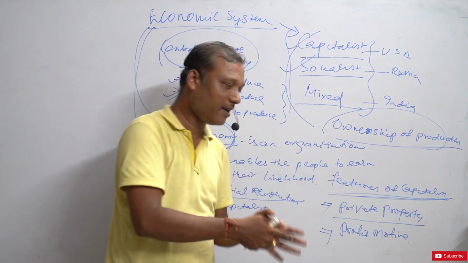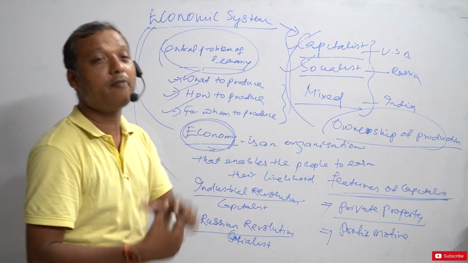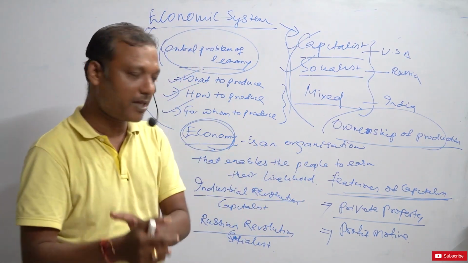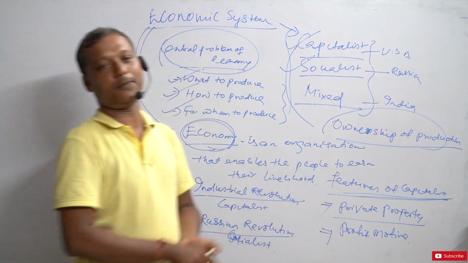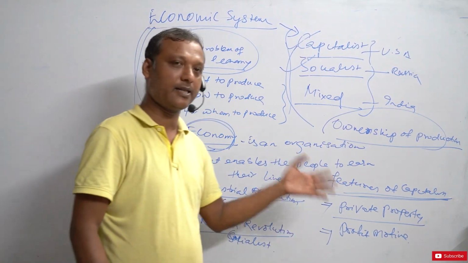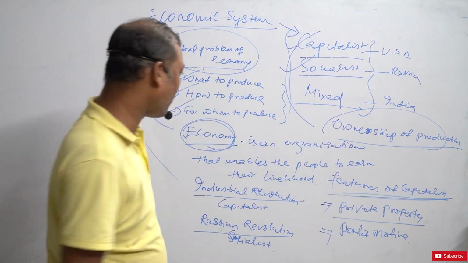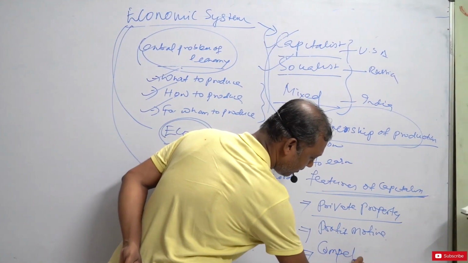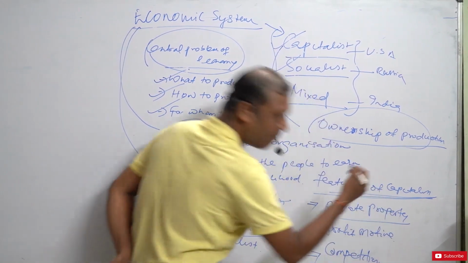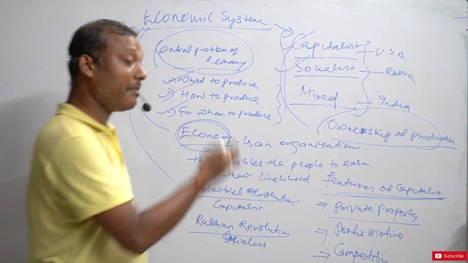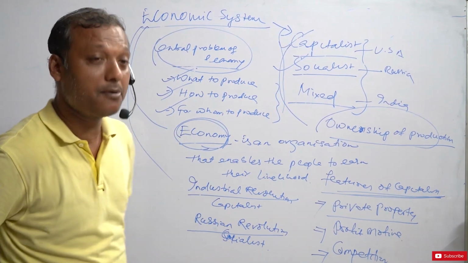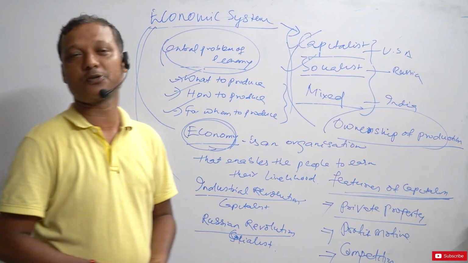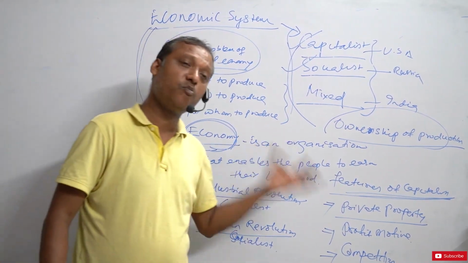In a capitalist economy, private property is there, and wherever there is private property, it always comes with the objective of profit motive. This is your second point, that is profit motive. Now we come to the third point, that is competition. Private property is there, private individuals are there. There is a tough competition among the private entrepreneurs, because they are born to compete.